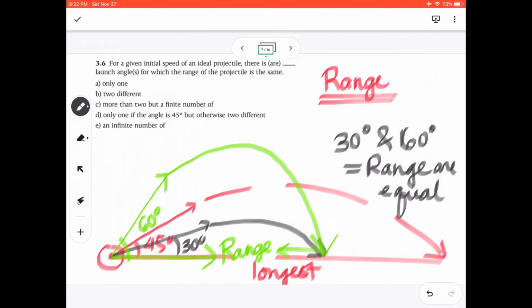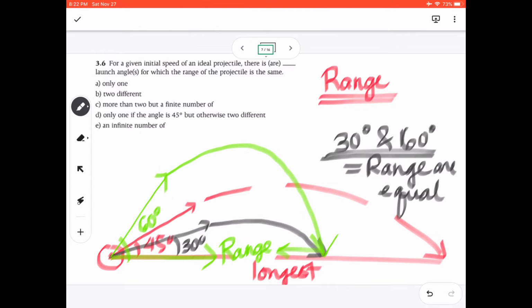It means that if you add the angles together and they equal 90 degrees, their ranges will be equal. You can have different angles as well. Take a 25-degree angle and its complement, the other angle. I don't have my calculator right now, so I cannot calculate it off the top of my head, but that will give you the same range.